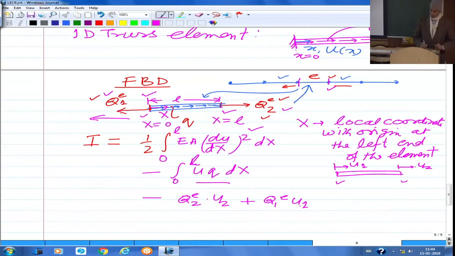So now your integral functional, in addition to this strain energy and potential of distributed force, also has these two terms which are coming from the boundaries of the element, not of the domain but of the element. And this is the potential of the forces acting at the boundary of the element, that is here and here.